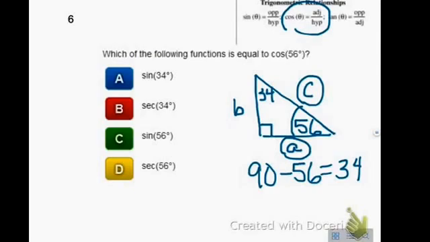So which of these is equal to A over C? If I look at answer choice A, that says the sine of 34, so let's look at angle 34. If I find the sine of 34, sine is opposite over hypotenuse, so opposite would be A over C. So those would have the same values.